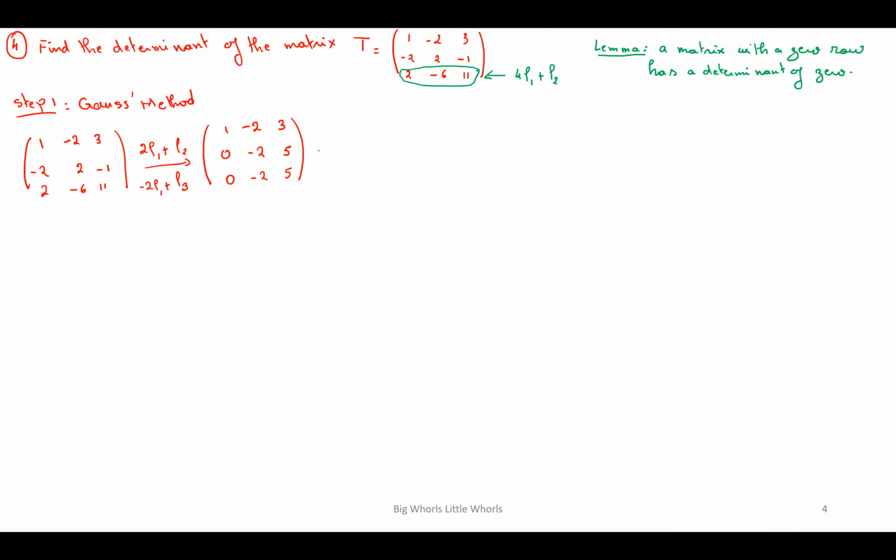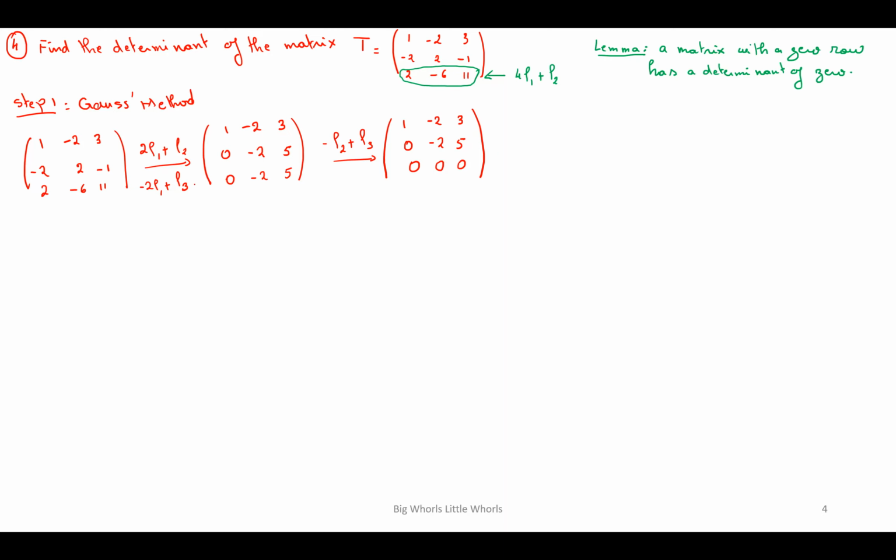Okay, so the next step is minus row 2 plus row 3. We have 1, minus 2, 3, 0, minus 2, 5, 0, 0, and 0. So as I said earlier, since row 3 is a linear combination of the first two rows, then after Gauss's method, row 3 is going to be reduced to 0. Row 3 will become a 0 row.